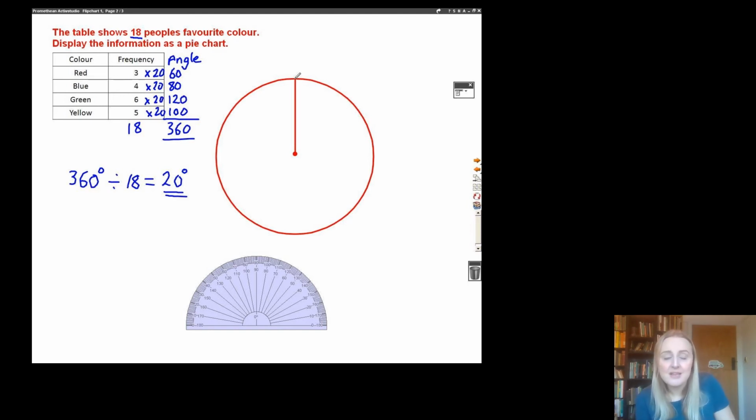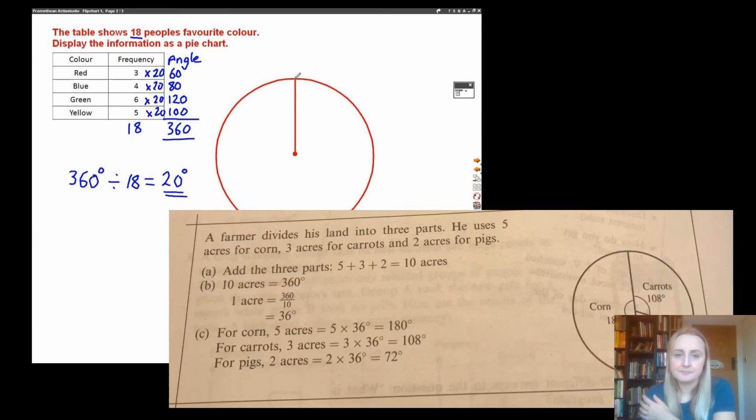It's a different method. Here we're saying always do 360 divided by total frequency and then multiply by each individual frequency. I can see a similar method here. Again, this is a book from the 70s, and it says a farmer divides his land into 3 parts. He uses 5 acres for corn, 3 acres for carrots and 2 acres for pigs, and it's telling us to add all the acres together to get 10. That's our total frequency. We know that 10 acres is 360 degrees, so 1 acre must be 36 degrees, and then we can work them all out. That to me is a little bit more proportional reasoning than the fractional approach, but they are of course equivalent.